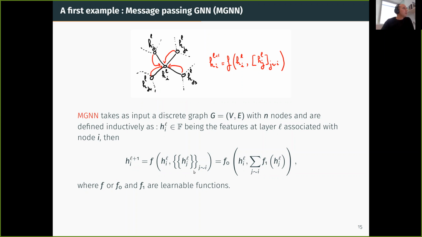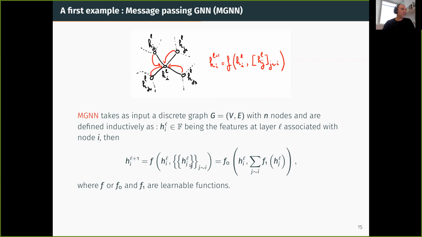Which has the following form. You have your graph with nodes, vertices and edges. And what you do is you compute what I'm calling a hidden state at each node with the following recursive formula. In order to compute at layer L+1 your new hidden state, you take a function f of your hidden state at the previous layer and the hidden states of all your neighbors. Now this function f needs to be symmetric, invariant with respect to the order of your neighbors. So you see that here you have exactly the same problem as for the point cloud. We want a function f to be invariant with respect to the order of the neighbors.